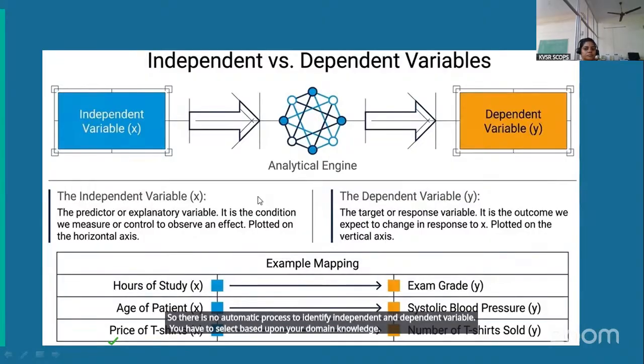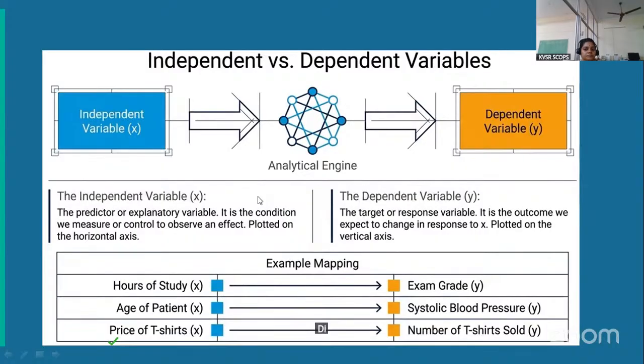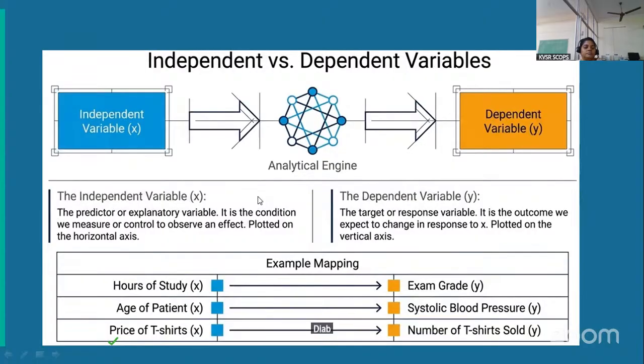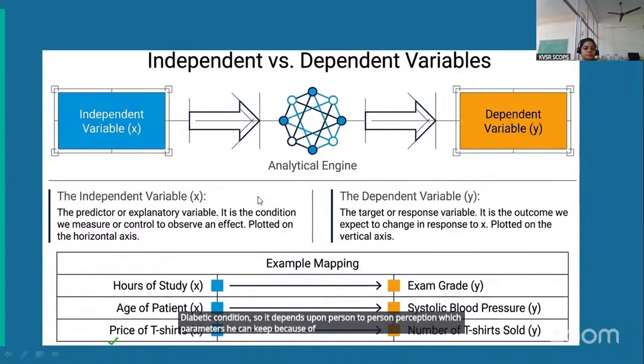Sometimes I feel that BMI is very important for the diabetic or non-diabetic condition, because it is calculated from the height and weight. So BMI is indirectly proportional to the ratio of height and weight. You may be considering that you don't want BMI, you want only the height and weight directly impacting the diabetic condition. So it depends upon person to person perception which parameters they keep, and because of that they can get good conclusions from the data.